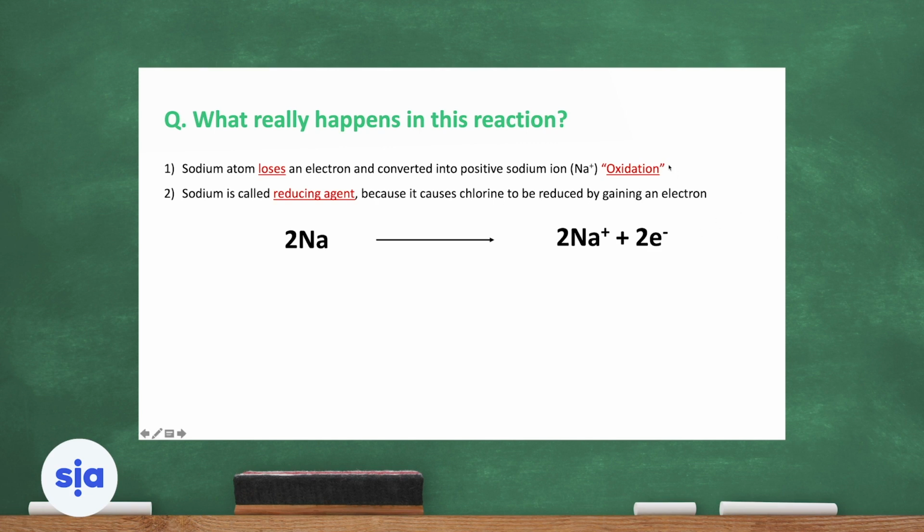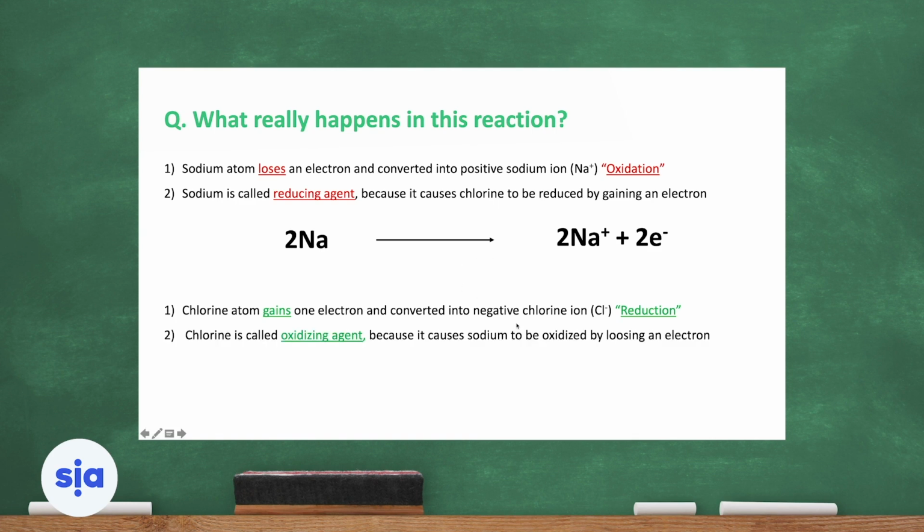This is oxidation. Loss of electrons means oxidation. At the same time, the sodium atom is oxidized, but it is called the reducing agent because it caused the chlorine to be reduced. The chlorine atom will gain one electron, and it is converted into the negative chloride ion. This is called reduction. The chlorine atom will be reduced. At the same time, chlorine is called the oxidizing agent because it caused the sodium to be oxidized.